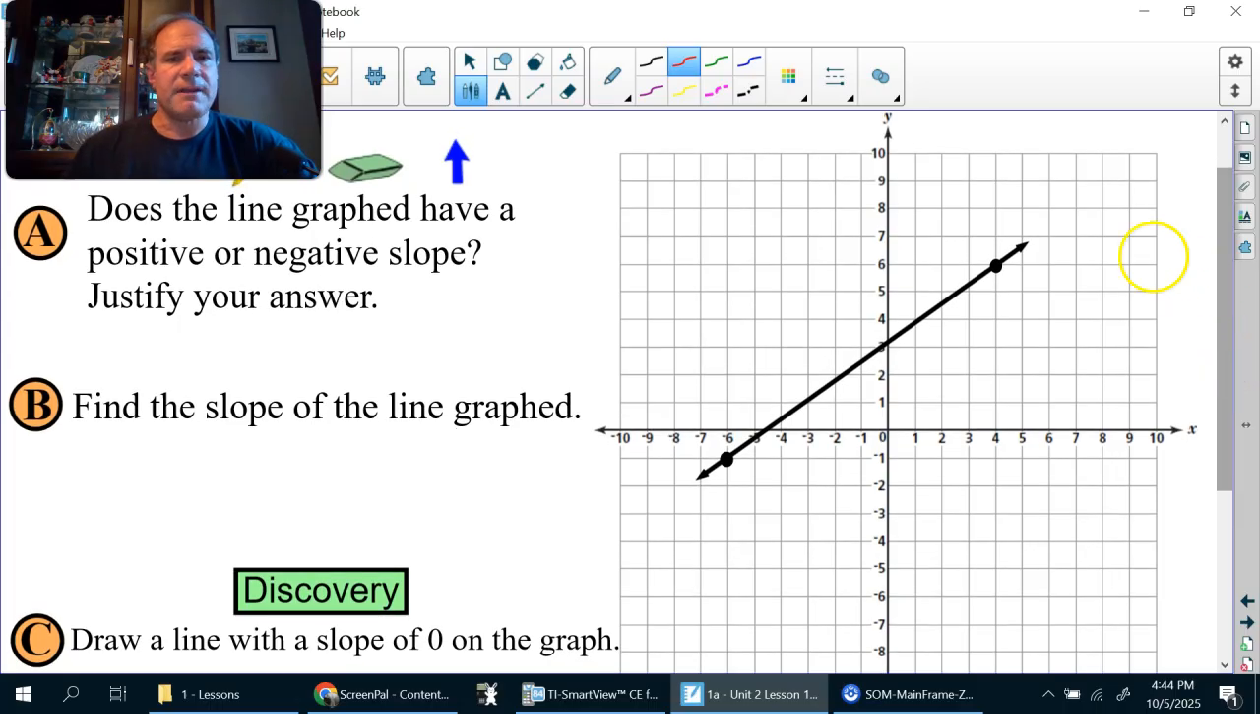So does the line have a positive or negative slope? Let's go ahead and put L and R. We are going to put right away that this is going up. So this is a positive slope.